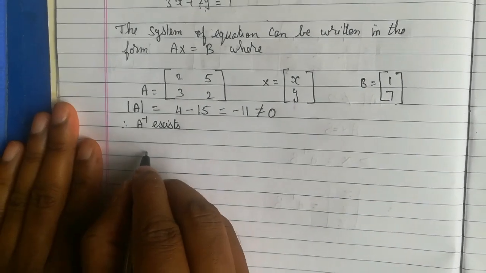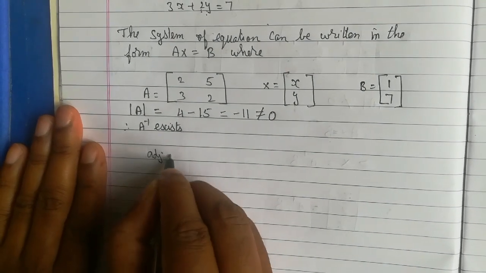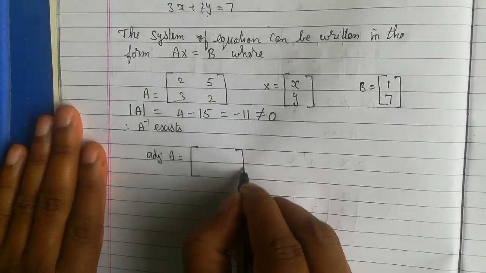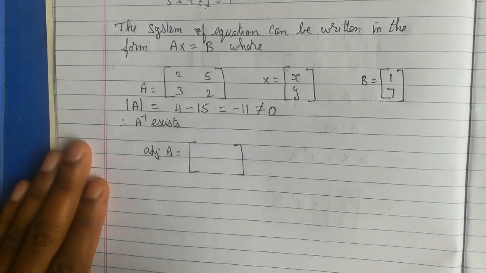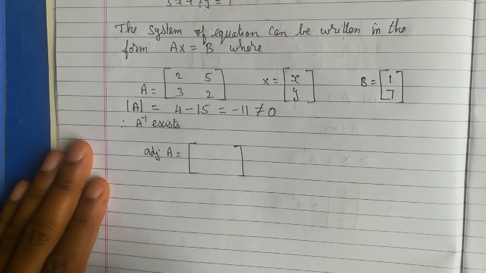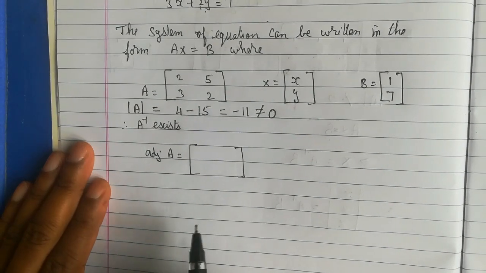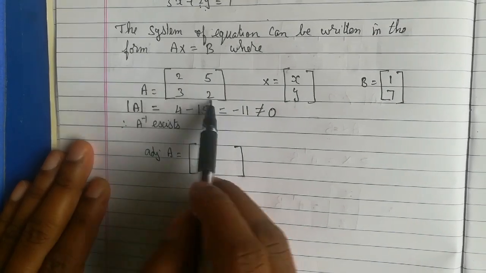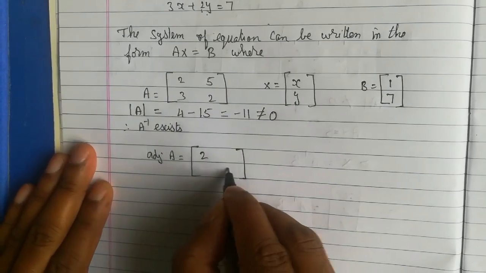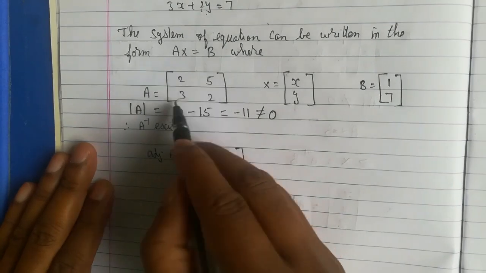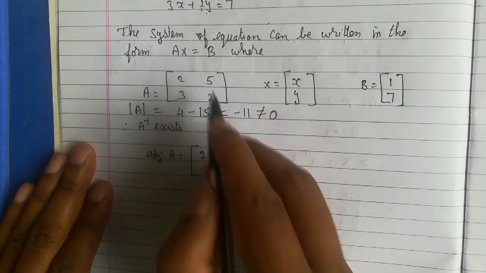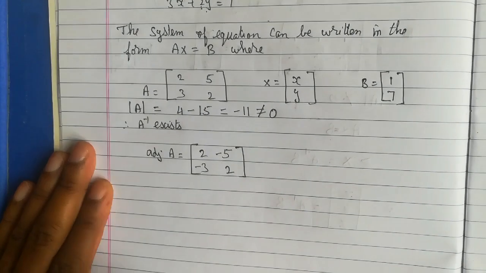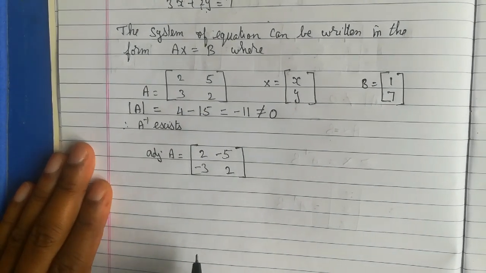Now we can find the adjoint of A. We have seen how to find the adjoint of A in the previous exercise, in the previous video. Interchange this both. In this diagonal we have to change the sign. This is the adjoint of A.